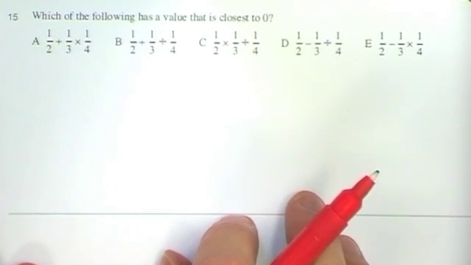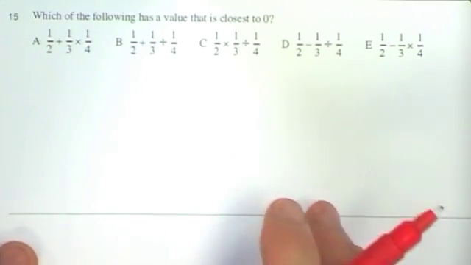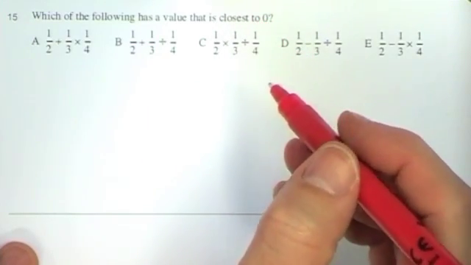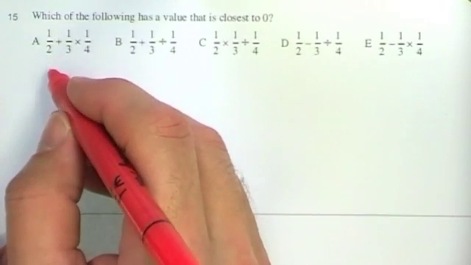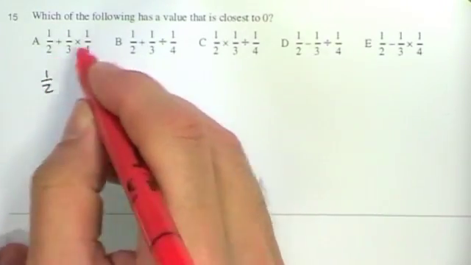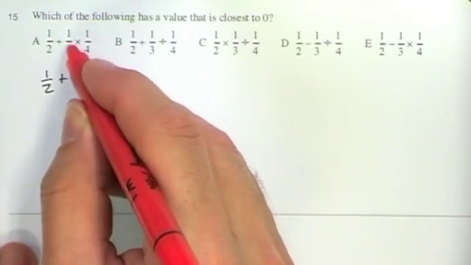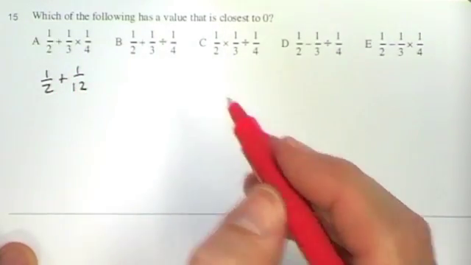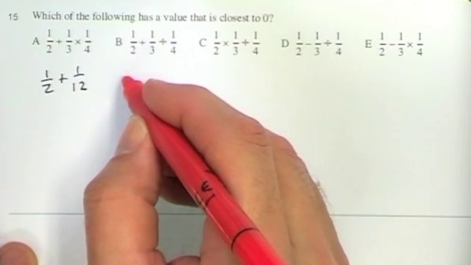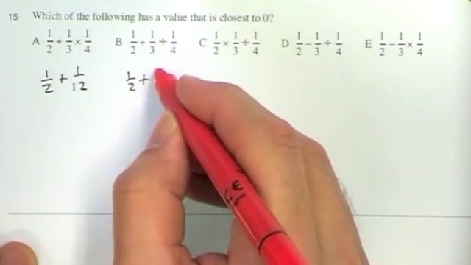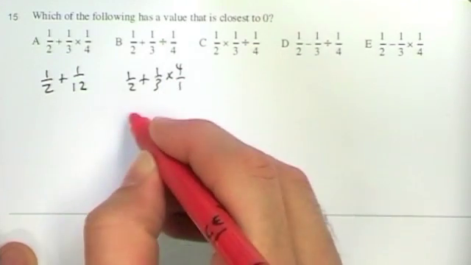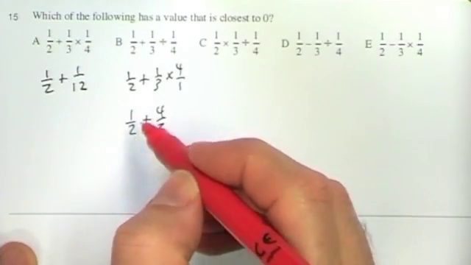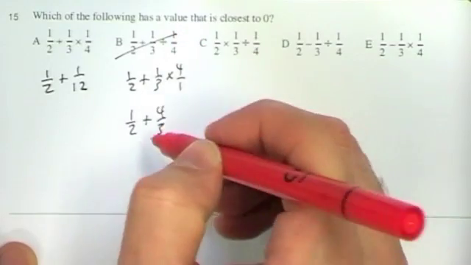Question 15. Which of the following has a value that is closest to 0? I don't necessarily have to work out the exact value, I just have to work out which is closest to 0. I guess I'm just going to do these calculations. I'm going to do the multiplication first because that's in BODMAS, so that's half plus a 12th. I'm not going to evaluate that because I don't think I'm going to have to. This one here, half plus, effectively that's a third times 4 over 1, that's going to be half plus 4/3. Now that is going to be much bigger than that one, so it's not going to be B.